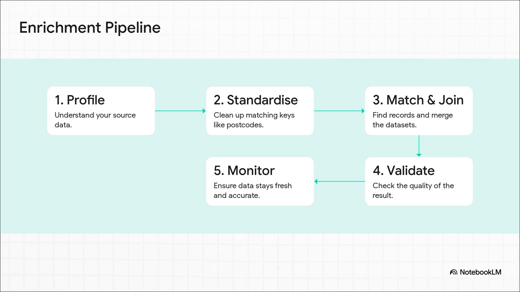Building a solid pipeline really comes down to these 6 steps. First, you profile the data. You got to know what you're working with. Then you standardize your matching keys, like making sure all your postcodes are in the exact same format. Then you can match records between your data and the external source and join them together. After that, you have to validate the results to make sure the quality is good. And finally, and this is crucial, you monitor it to make sure your data stays fresh and accurate over time.